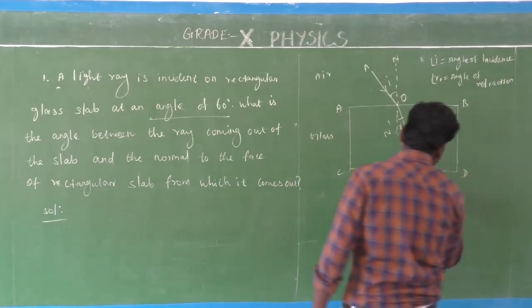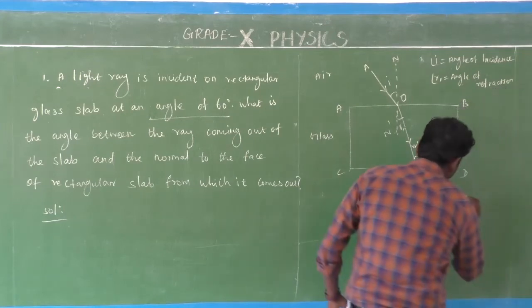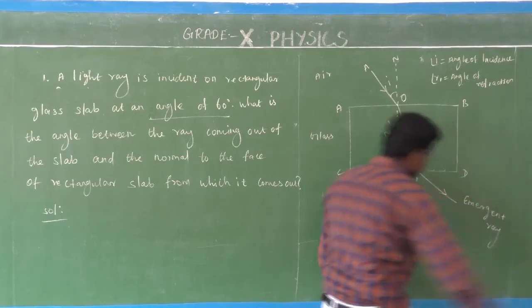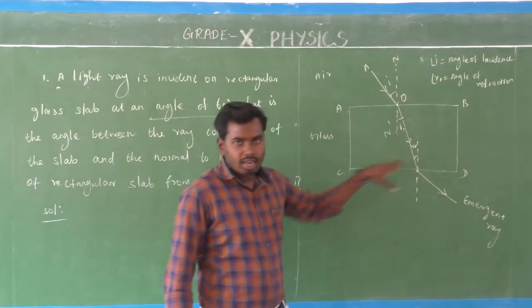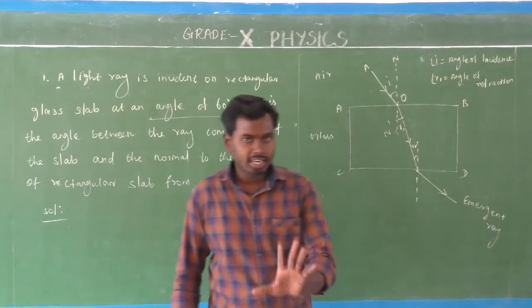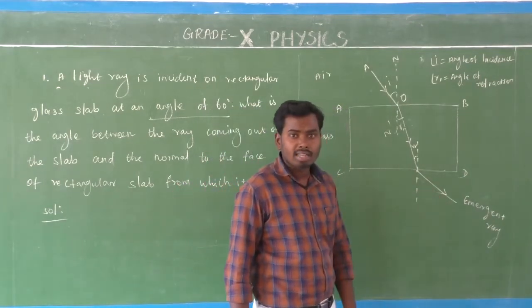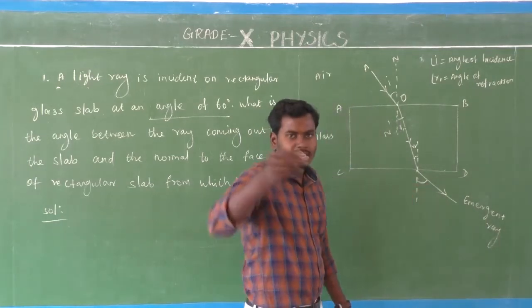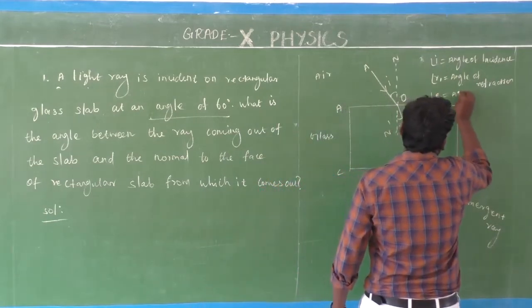Actually, what is this ray? This ray is called emergent ray. This is not a refracted ray. The light ray that comes out from the glass slab is the emergent ray. So this emergent ray and this normal make some angle. What is that? That is angle of emergence, denoted by the letter E.